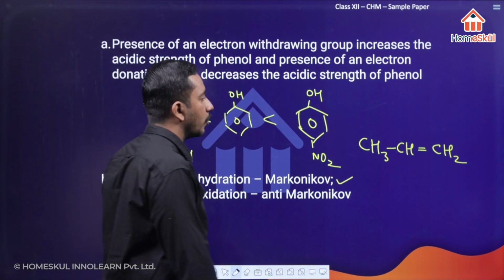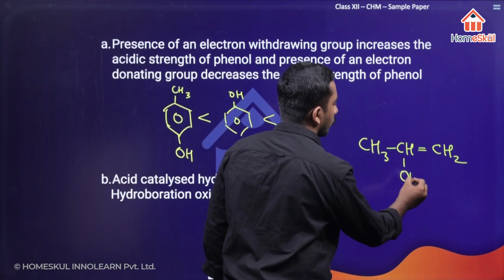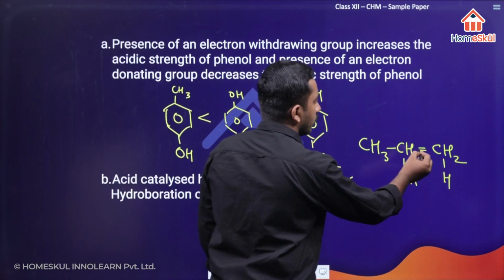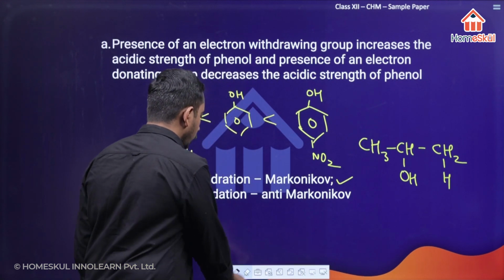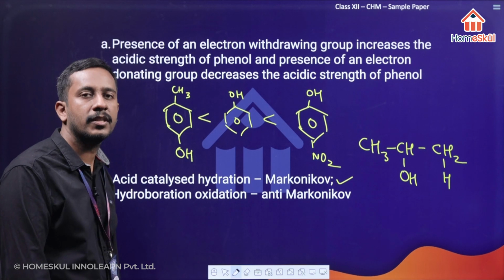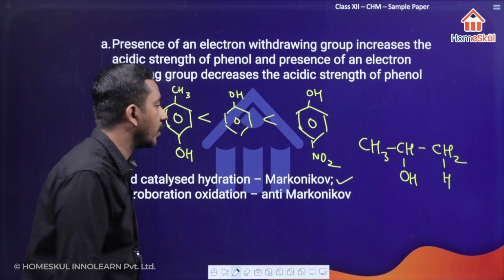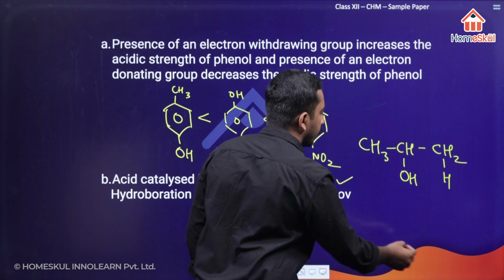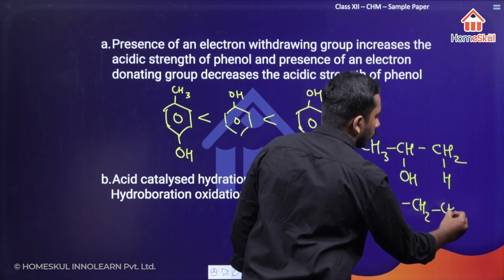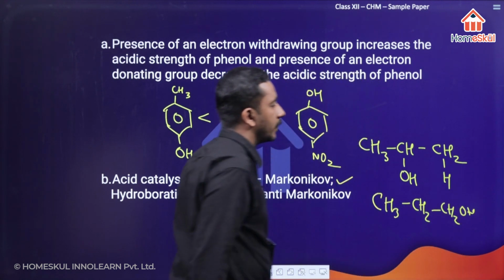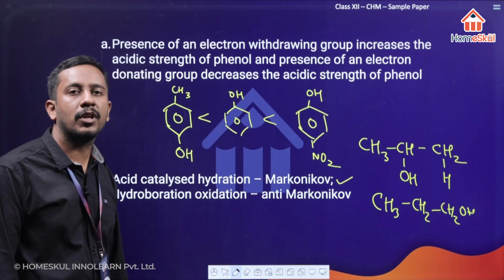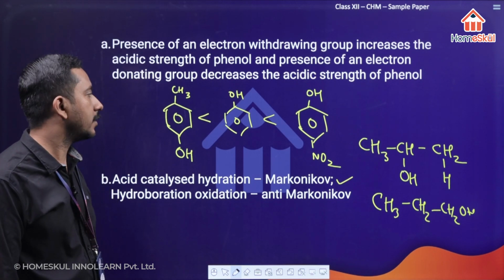That means the OH is going to attach here at the most substituted carbon and the hydrogen is going to be attached here, right? So this is the corresponding Markovnikov product that is obtained through acid catalyzed hydration. Whereas if you do hydroboration oxidation, on the other hand, we will be obtaining the anti-Markovnikov product. That means the OH is going to be attached here. That means here the product is going to be CH3, CH2, CH2, OH. Right. So this is how we obtain Markovnikov and anti-Markovnikov product using suitable reagents starting from alkenes.